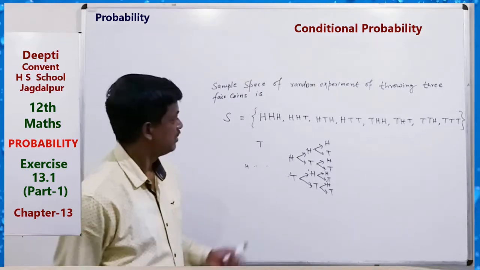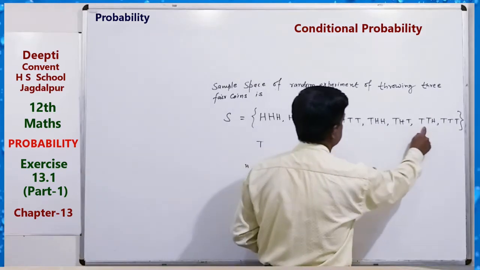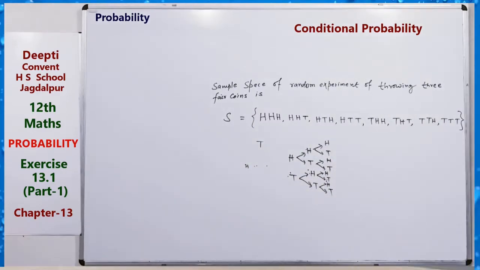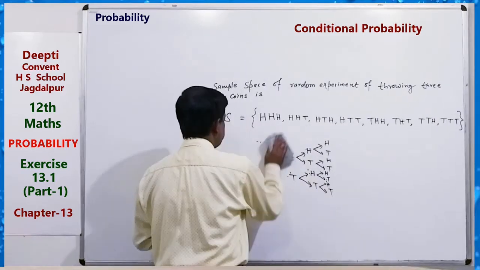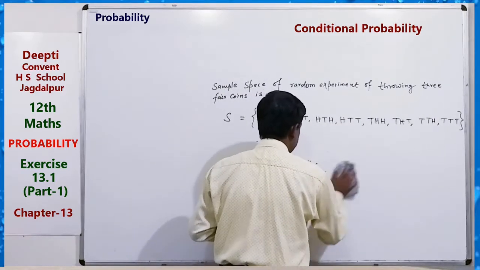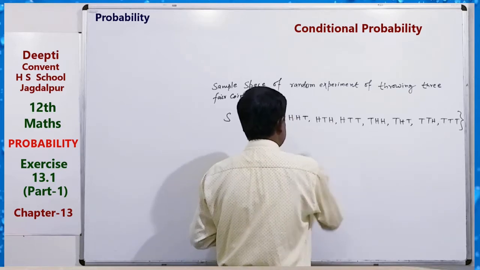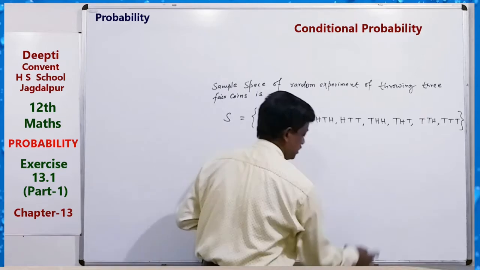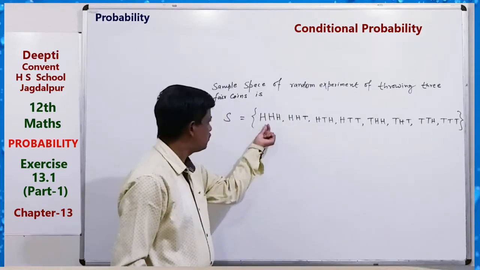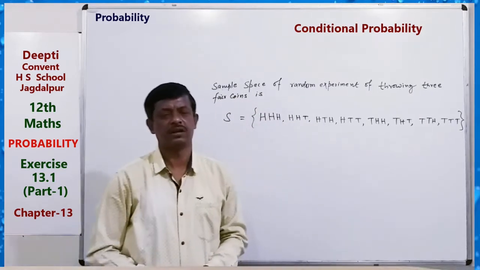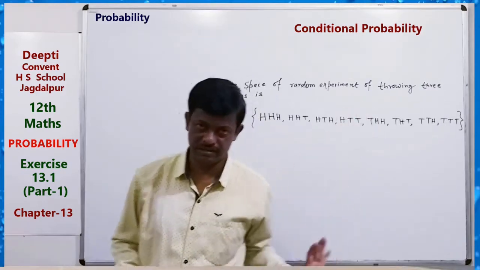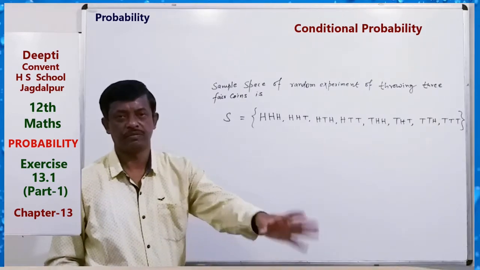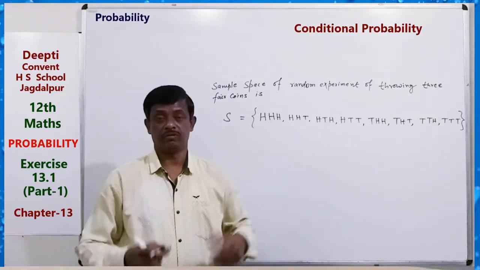3 coins: 1, 2, 3, 4, 5, 6, 7, 8. There are 8 outcomes. Okay, for understanding what conditional probability is, I will discuss in brief, writing in brief and discussing in detail here. Suppose this is the sample space, and each point of the sample space is called what? Elementary events, for throwing 3 coins simultaneously or one by one.